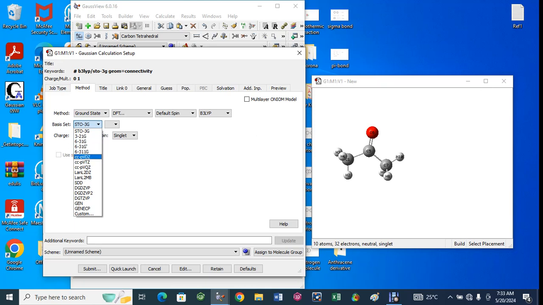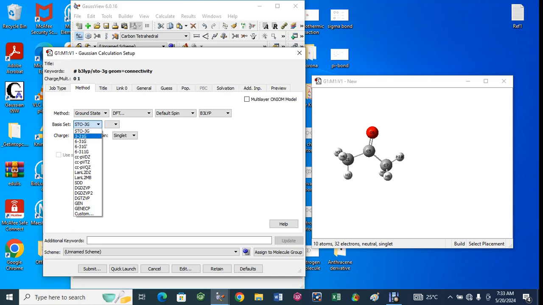cc-pVDZ means correlation consistent, polarized valence, double zeta. Correlation consistent, polarized valence, triple zeta. Correlation consistent, polarized valence, quadruple zeta. Do you understand? I hope it's clear enough. All of these are basis sets that we can employ in solving our quantum problem.